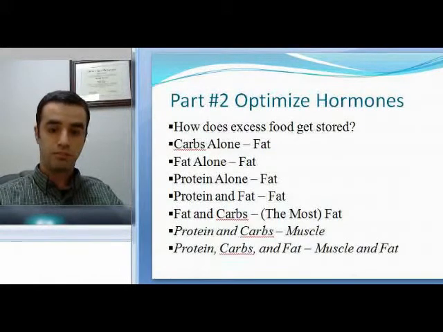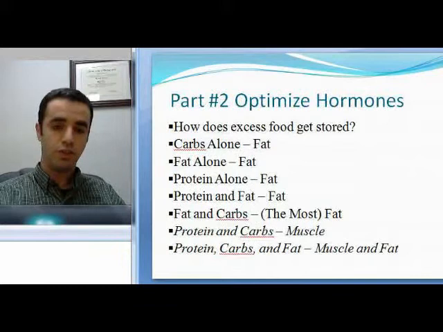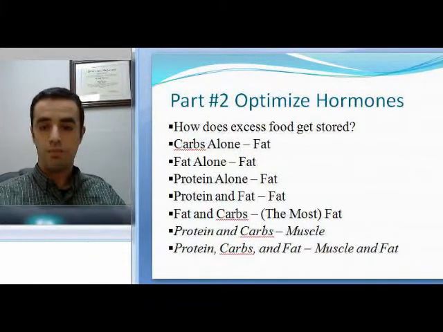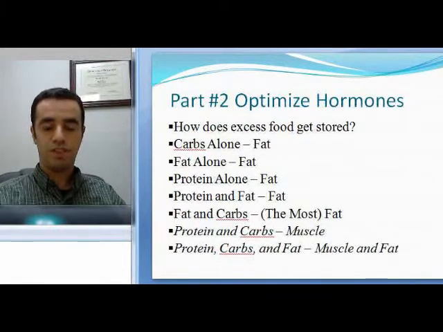So how does excess food get stored? For example, if you have carbs alone, excess carbs, that gets stored as fat. If you have excess fat alone, also fat. If you have excess protein alone, now this is kind of interesting, that also gets stored as fat. And then if you have protein and fat, also fat. Fat and carbs, this is the most amount of fat if you have fat and carbs together. So be careful with eating, for example, pastries or muffins, because those have fat and carbs at the same time.